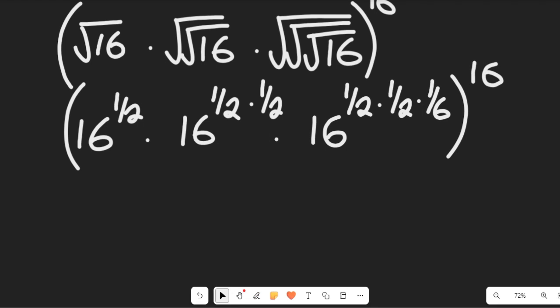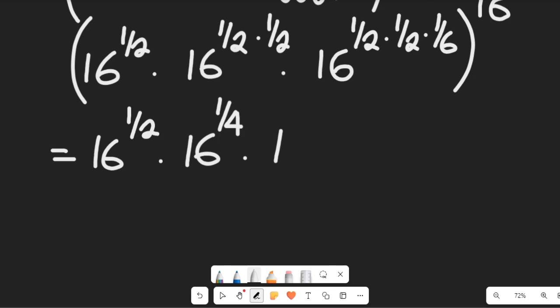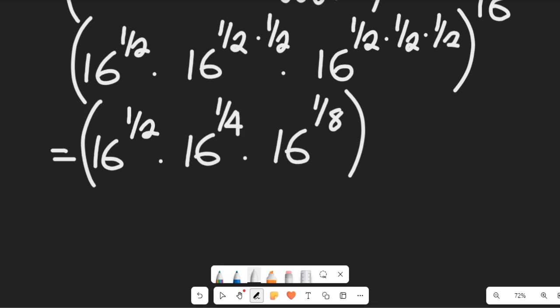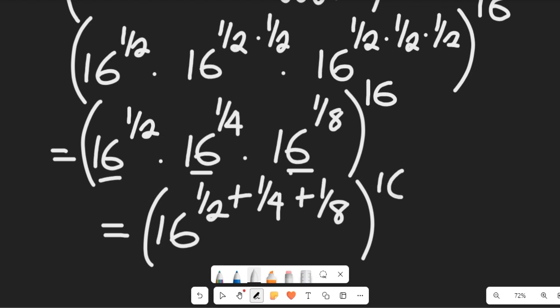Now if we simplify this, we are going to have a certain solution. Multiplying the indices, we'll have this equal to 16 to the power of 1 divided by 2, multiplying 16 to the power of 1 divided by 4, multiplying 16 to the power of 2 times 2, 4 times 2 is going to give us 8. This is going to give us 1 divided by 8. And all of these will be to the power of 16. So applying the laws of indices, this expression will now give us 16 to the power of 1 divided by 2 plus 1 divided by 4 plus 1 divided by 8, and all of these will be to the power of 16.